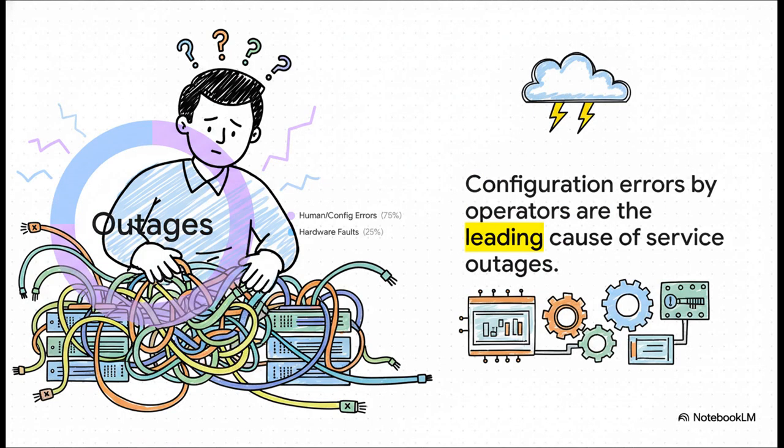Okay, check this out. When researchers looked at huge internet services, they found something pretty mind-blowing. The number one cause of outages wasn't hardware failure. That was only about a quarter of the problem. Nope, the vast majority, a whopping 75%, were caused by humans. Configuration errors, mistakes made by the people running the systems. The biggest threat, it turns out, is us.